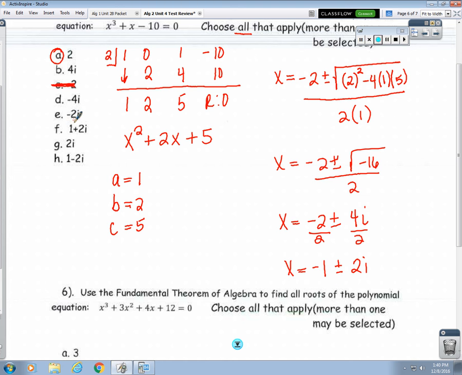Now, there's a typo on this review sheet. This should have been a negative 1, and this should have been a negative 1. And aren't those the two answers? A negative 1 plus 2i and a negative 1 minus 2i?